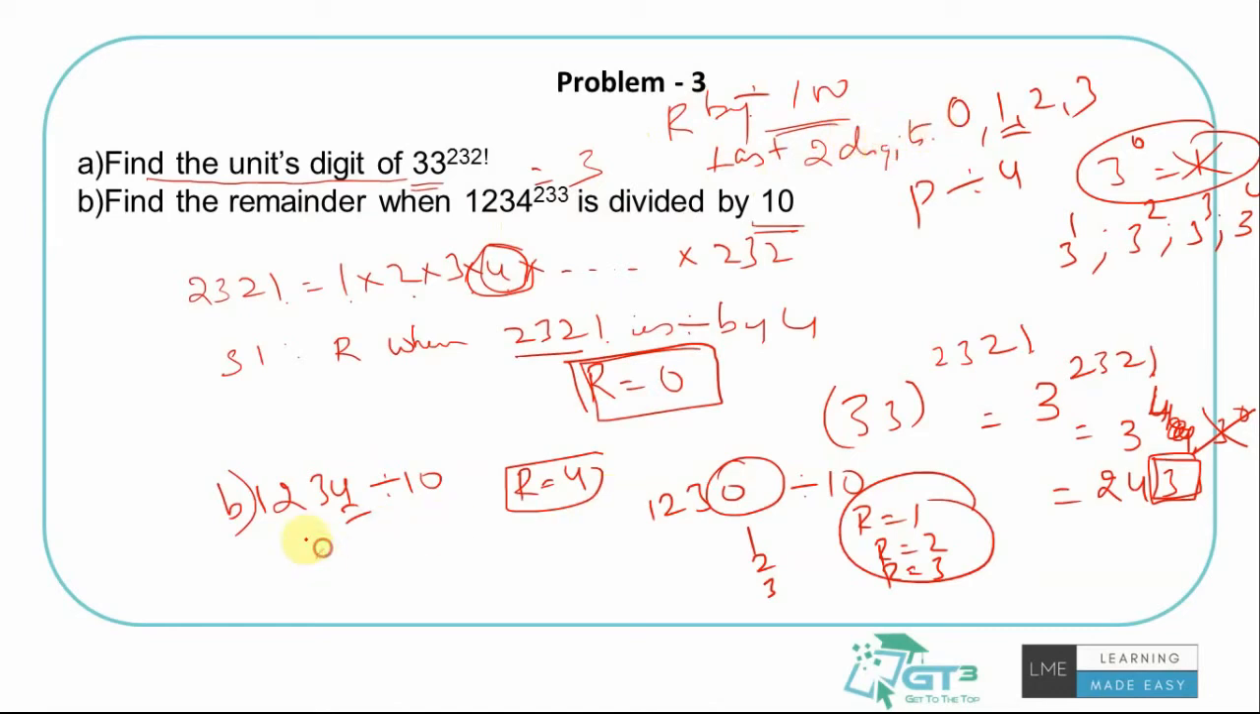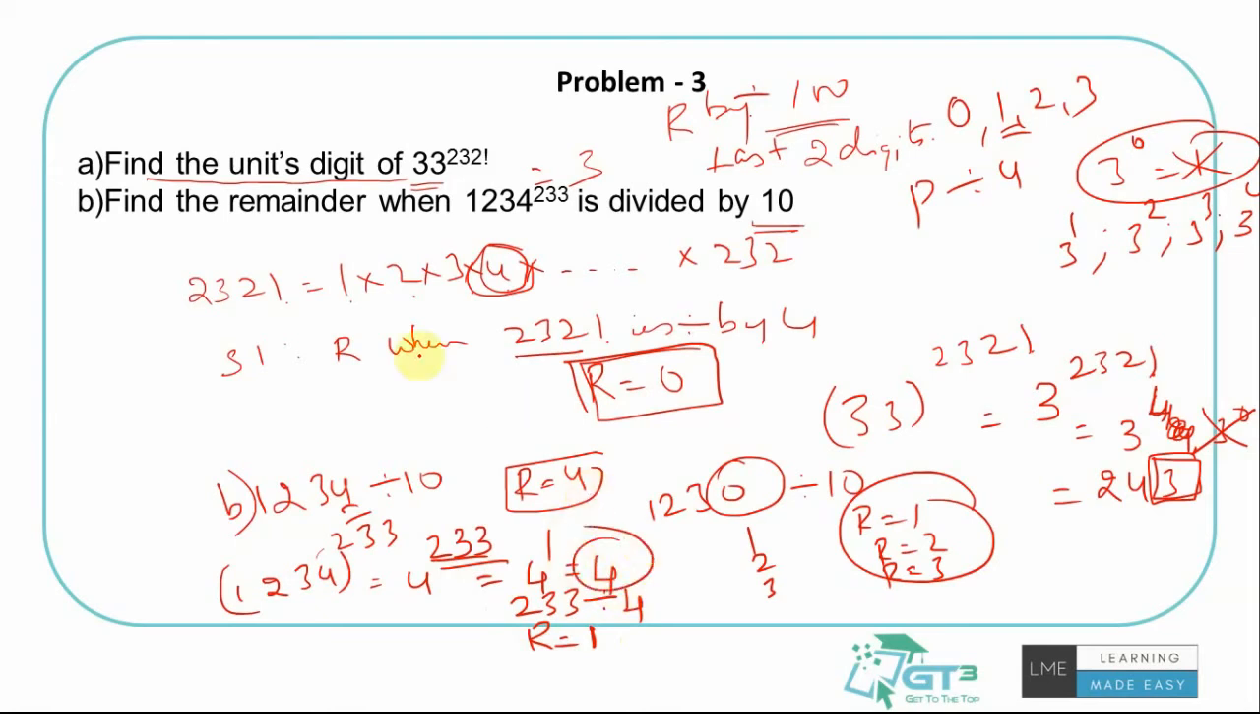Now the question is asking you to find 1234 power 233. So that's fundamentally asking me to find the last digit of 4 power 233. So let's focus on 233 first. What will be the remainder when 233 is divided by 4? I will get a remainder of 1. So that means this will boil down to 4 power 1. So that's 4. That's the answer for the remainder when this is divided by 10. That's basically 4.